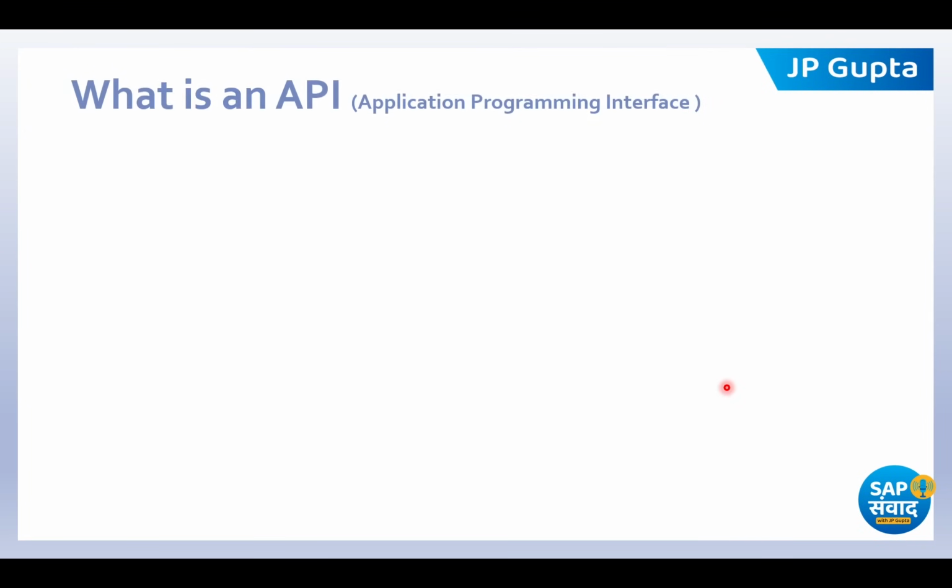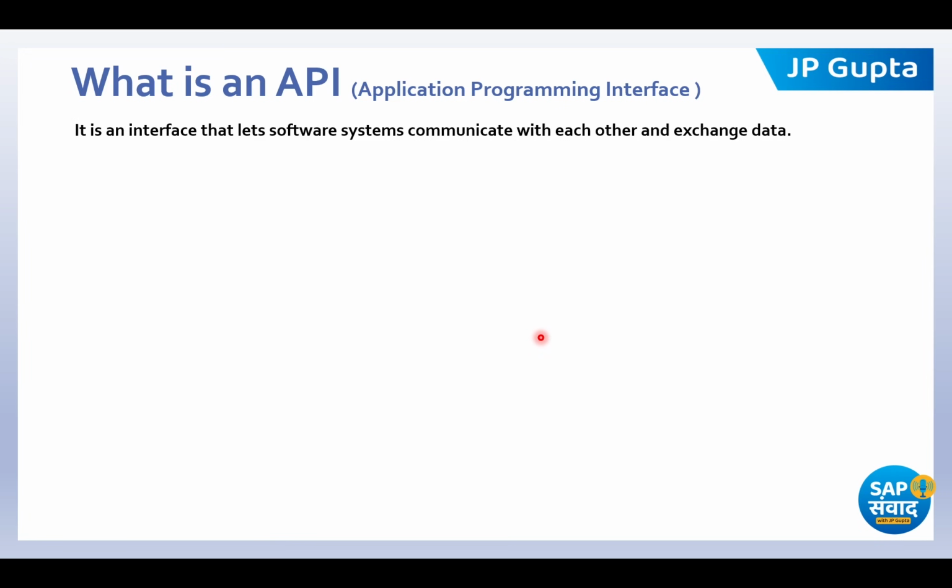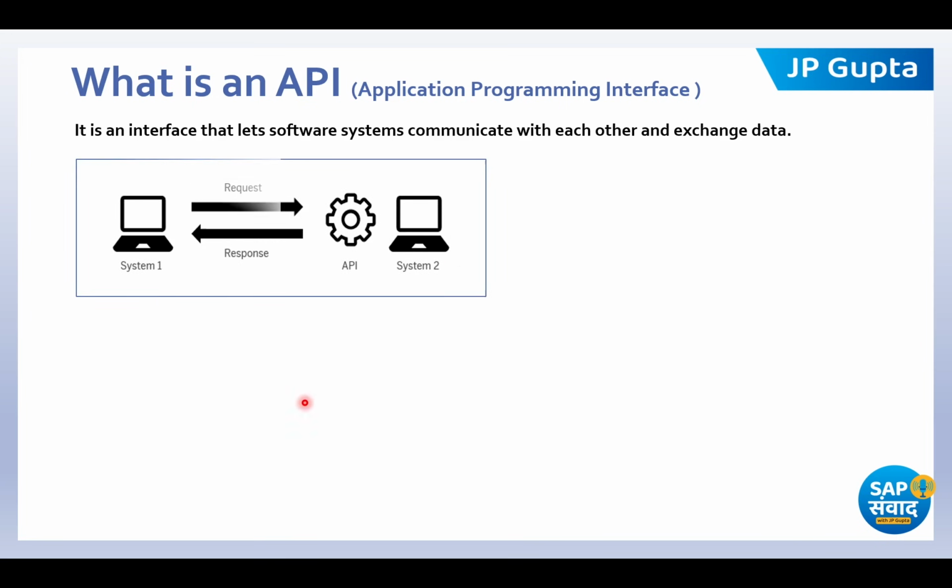Now we will talk about API. API stands for Application Programming Interface. Or we can say it is an interface that lets software systems communicate with each other and exchange data. I will show you why we are talking about API when we show you the demo. So here we can see we have two systems, system one and system two. System one is sending a request and system two is responding, and this is all happening via API.